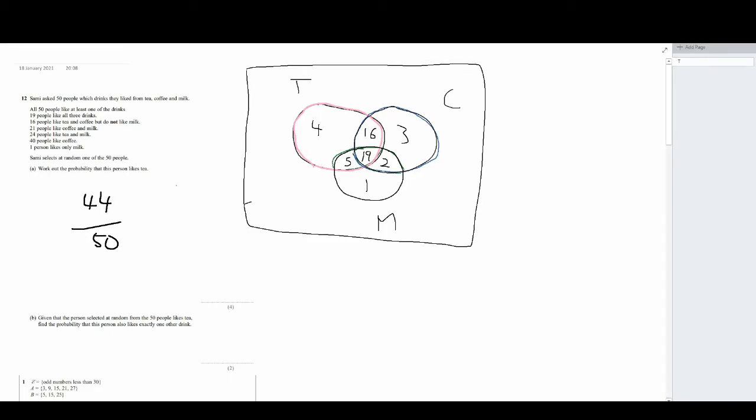Let's go back to that. 44 out of 50. And we can just leave that like that. It can be cancelled, but I don't think the mark scheme specifies whether you need to cancel or not. They accept these kinds of answers. Best not to waste time.